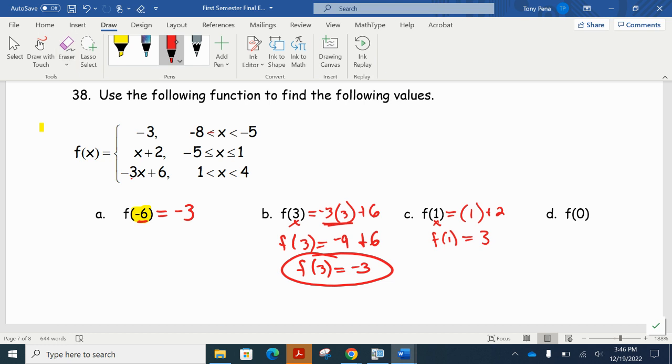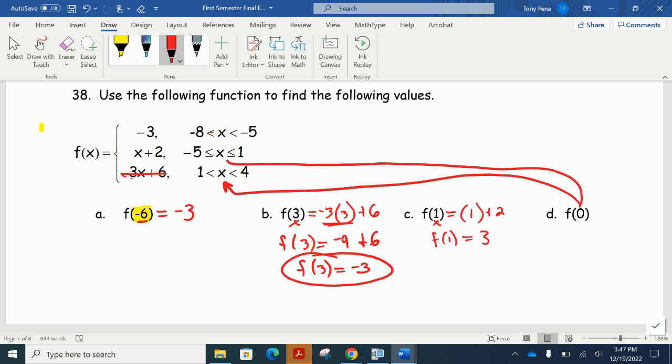Okay, last one, f of 0. If I ask you if 0 fits in here, you would hopefully say no. 0 does not fit between 1 and 4, so we want to use that one. If I ask you if 0 fits in between -5 and 1, hopefully you would say, yeah, it does. So what that means is I'm using this function here to evaluate 0.